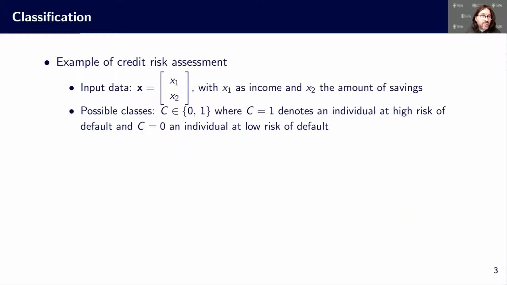Let's get into the example of credit risk assignment. Here we get back to the example we had last week, with input data x1 and x2. x1 is the income and x2 is the amount of savings. From that, we want to estimate whether an individual is at high risk of default. C equal to 1 means an individual that is likely not able to reimburse the credit, versus C equal to 0, which is an individual at low risk of default.